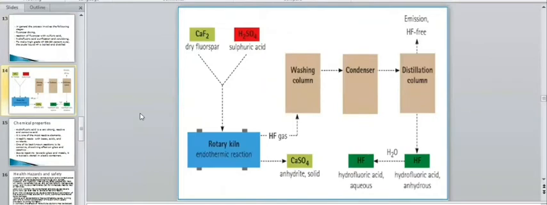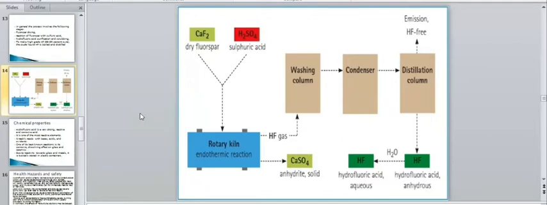Now let's see what is happening here. As you can see, the dry fluorspar and sulfuric acid are mixed and heated in a rotatory kiln that has an endothermic reaction. This rotatory kiln is kept in a vacuum and it produces anhydrous solid calcium sulfate and hydrogen fluoride gas. The hydrogen fluoride gas then goes into a washing column where it is scrubbed and cleaned. Then it is put into the condenser.